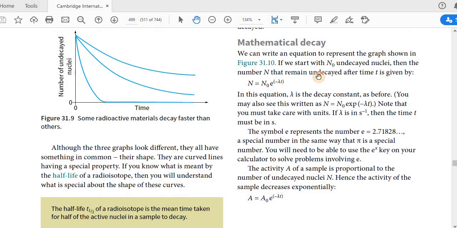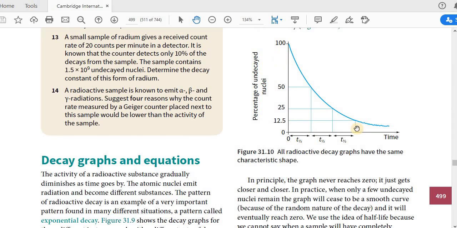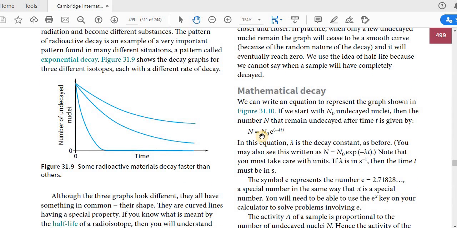Then we can write a mathematical equation for this. We can write an equation to represent the graph shown in figure 31.10. So that is this equation, where N is the number of undecayed nuclei remaining. If we start with N naught undecayed nuclei, that N naught is the starting number of radioactive nuclei. Then N, the number that remain undecayed after time t, is given by this.